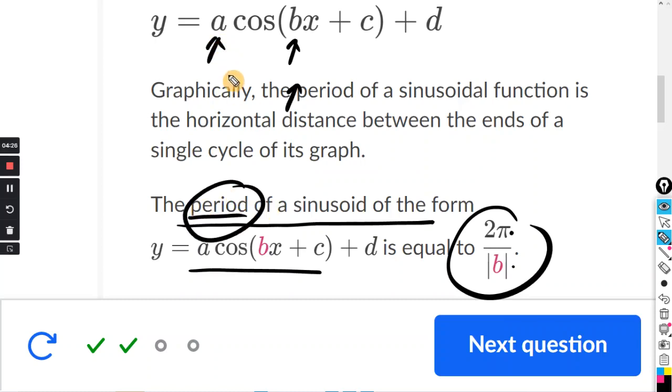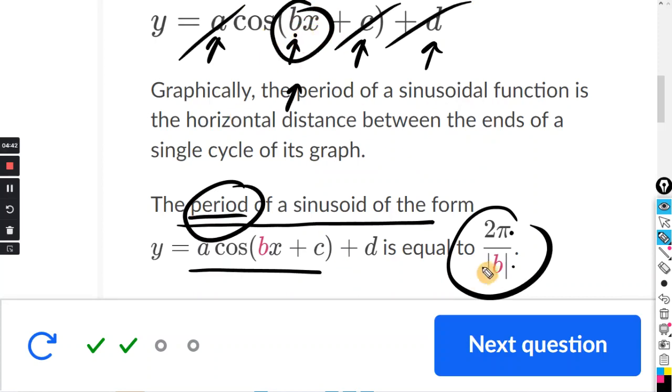This right here just affects the amplitude. This right here shifts it left, right. This right here shifts it up, down. So we do not have to worry about those other terms. We are just looking at this right here, in fact, just the constant that's multiplied by x. So we're looking at 2 pi over b.